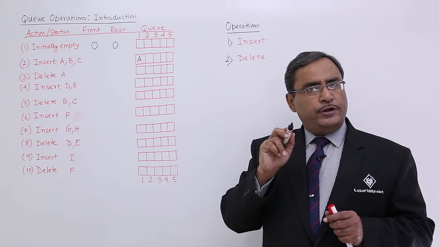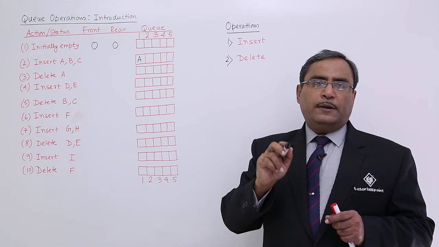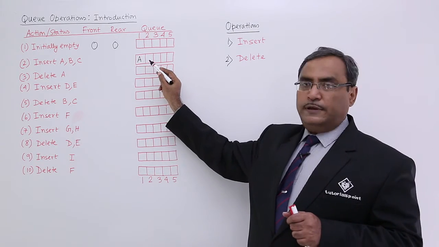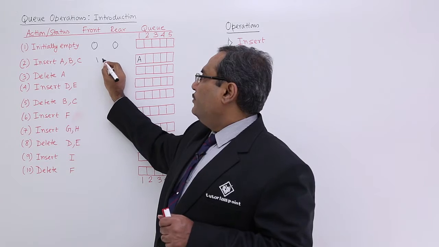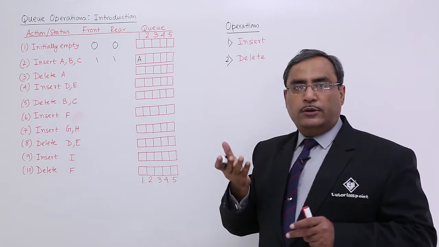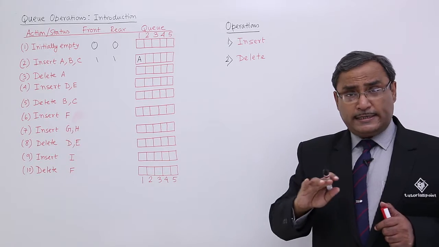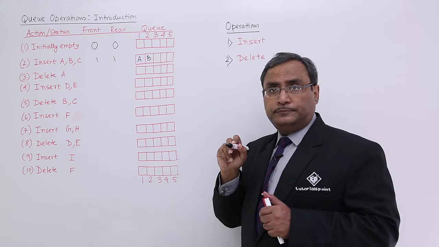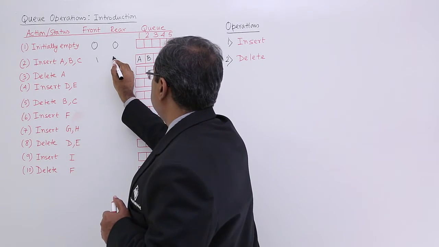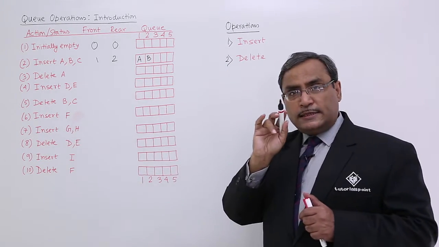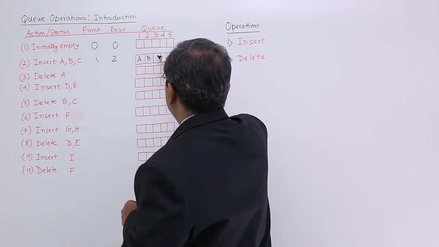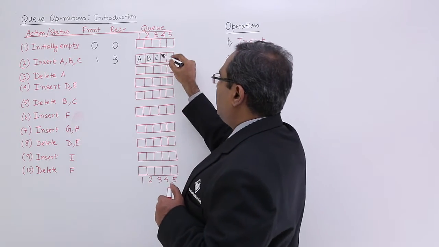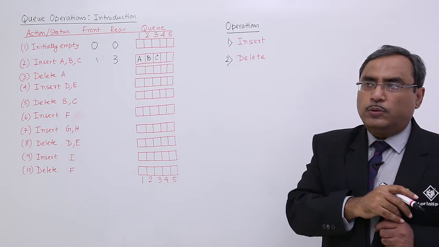Whenever front is equal to rear and not equal to 0, only one data item exists in the queue. After insertion of A, the front will be 1 and the rear will be 1, because that is the only data it has. If I insert B, B will come here, so rear will become 2. If I insert C, C will come here, so rear will be 3. Front is equal to 1 and rear is equal to 3. In this way it will work.